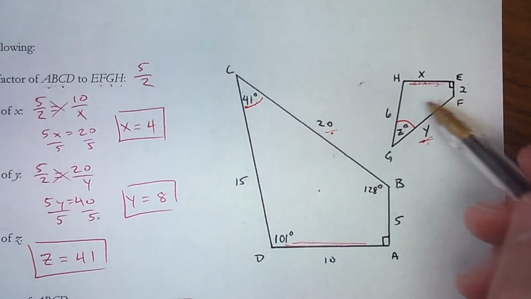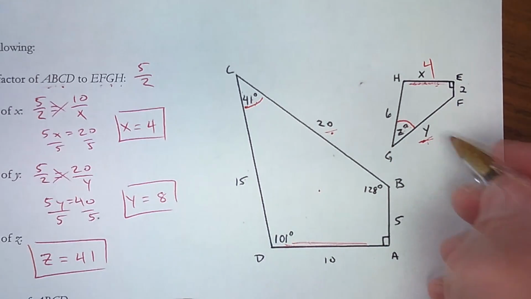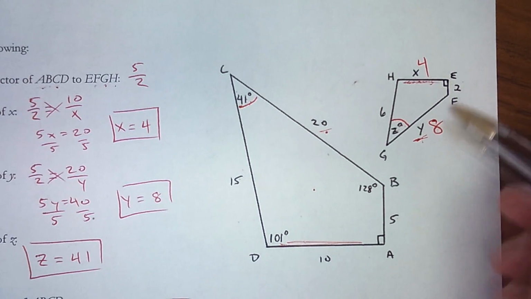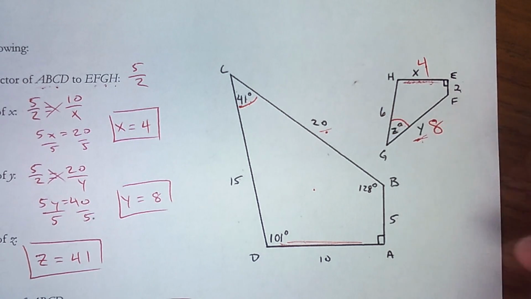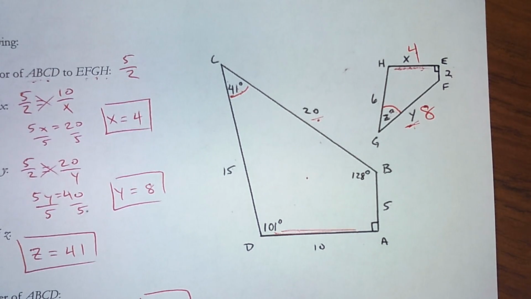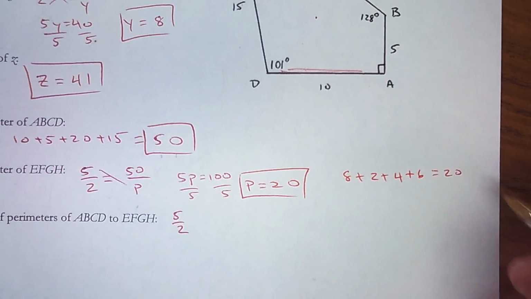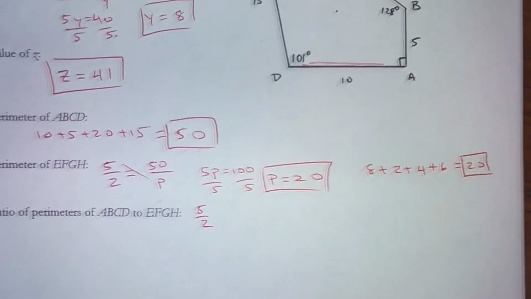I could also just add up the sides because I've already found x. X is 4. I found y. Y is 8. And if I add these up, 8 plus 2 is 10, plus 4 is 14, plus 6 is 20. So I could have just done 8 plus 2 plus 4 plus 6 equals 20. Either way, I'm going to get that same perimeter.